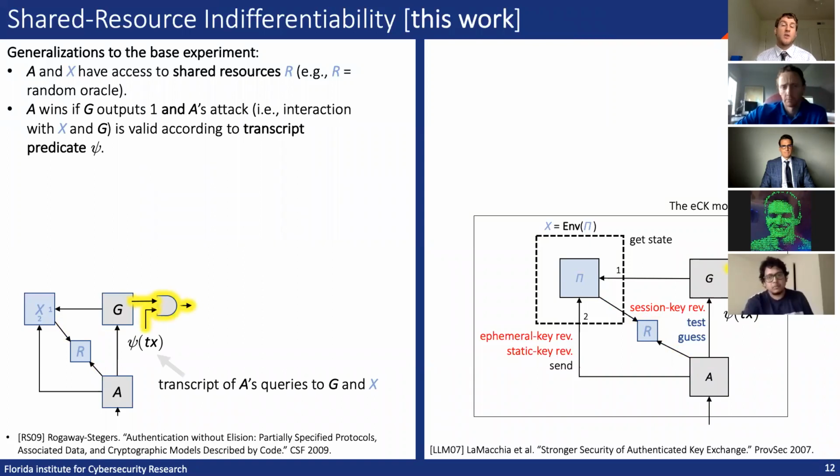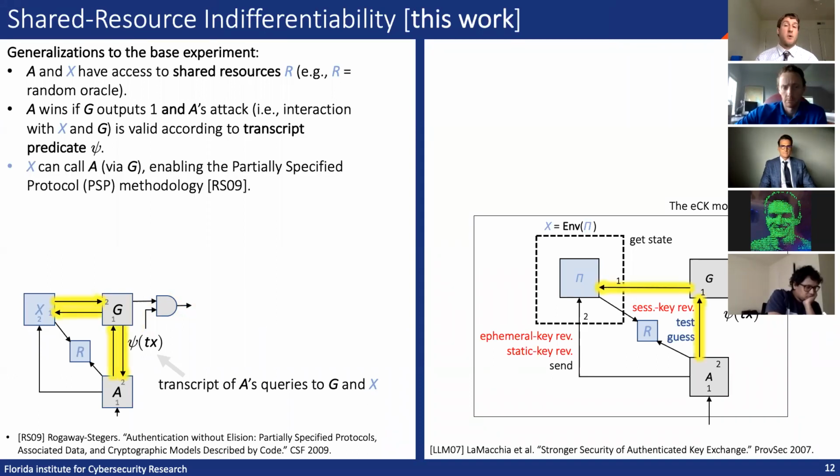Now, this is going to be useful for enforcing restrictions on the execution environment when proving indifferentiability. For example, in an analysis of a particular authenticated key exchange protocol, we might need to restrict the adversary from revealing ephemeral keys. The last generalization will help make our analysis of TLS easier. TLS specifies a very complex protocol, and most of the details are irrelevant to what we want to prove. The partially specified protocol methodology of Rogaway and Stegers provides a nice way to account for these without needing to specify them exhaustively. So we're going to include their methodology in our framework.